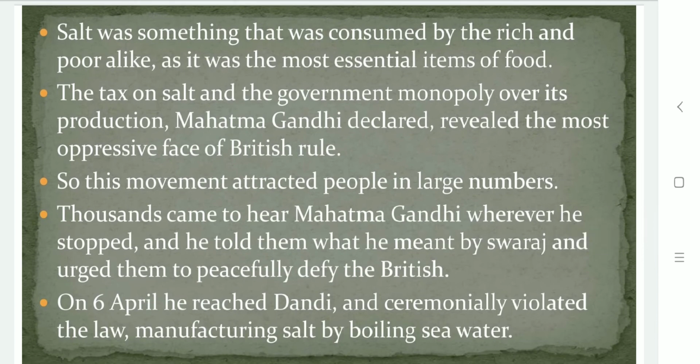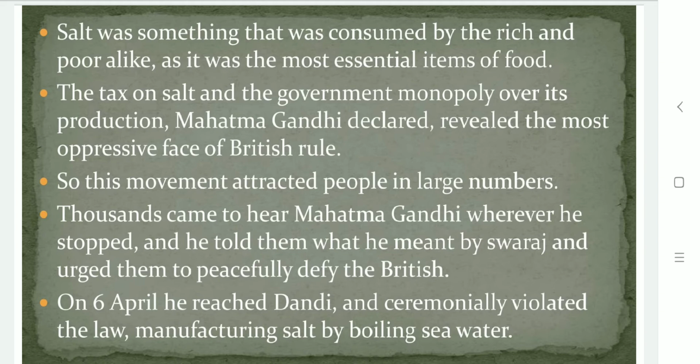Salt was something that was consumed by rich and poor alike, and it was one of the most essential items of food. The tax on salt and the government's monopoly over its production. Mahatma Gandhi declared the most oppressive phase of British rule that salt is an essential item and it is a natural item and government has no right to put tax on it.